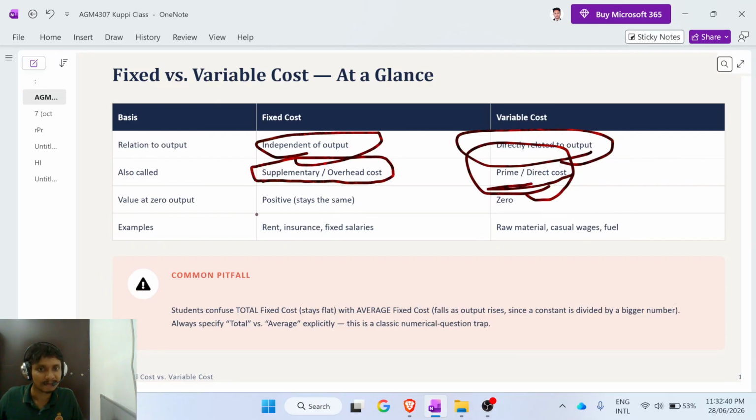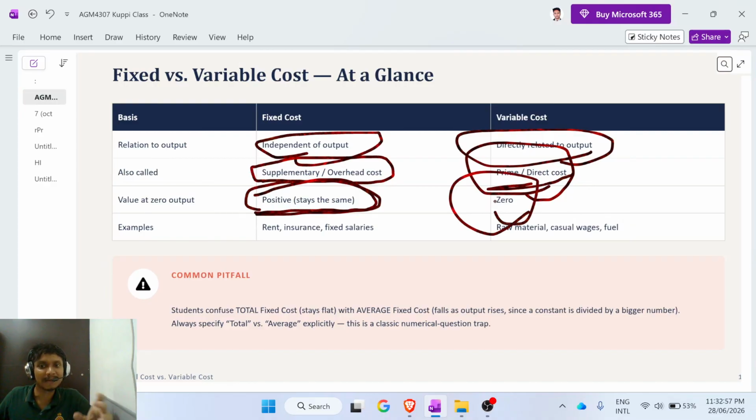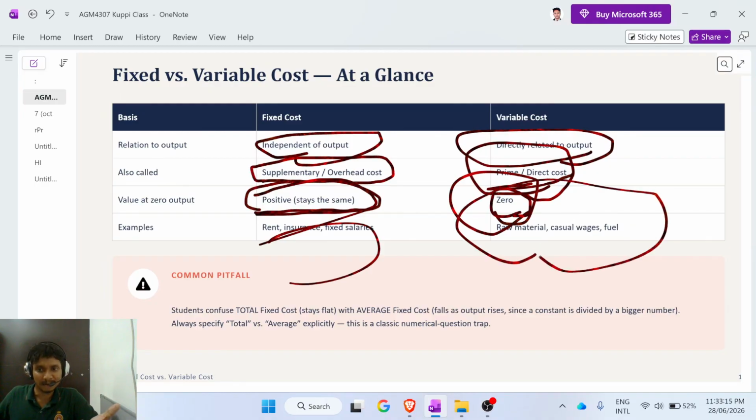Value at zero output means I don't make any roti for one month, but fixed cost will be the same. Fixed cost will not change. But if I don't make any roti for one month, if I close the hotel for one month, I don't need to spend money for any gas or flour. That is an example. Rent, insurance, fixed salaries are fixed costs. Raw material, casual wages, fuel are variable costs.